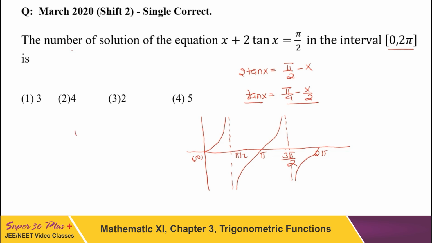It is the line y is equal to mx plus c type having the negative slope. This line passing through this point, and y0 when x by 2 is equal to pi by 4, means x is equal to pi by 8. This line passes through like this, and by observation we can find the intersection. Intersection is here, here and here, means 3 intersections are possible. That's why we can see that the number of solution of these equations are 3. Option first is the correct answer.